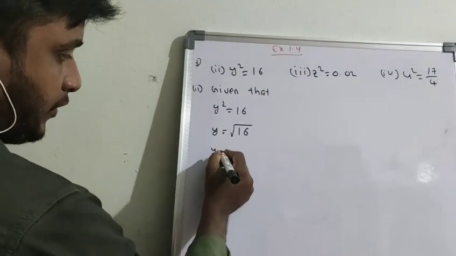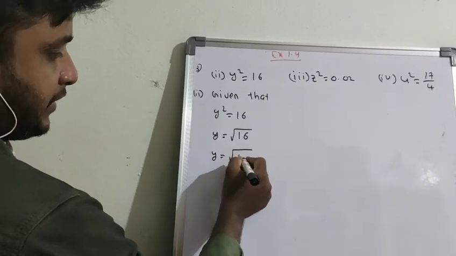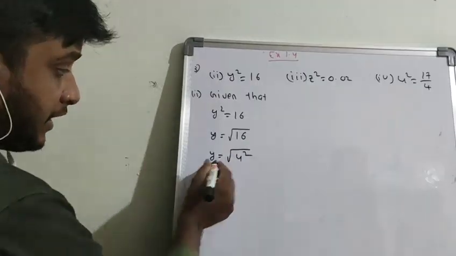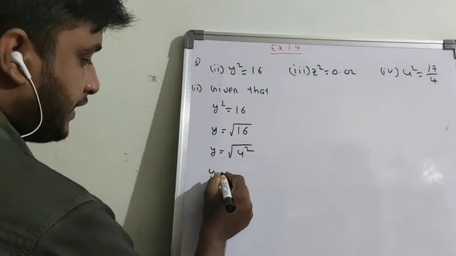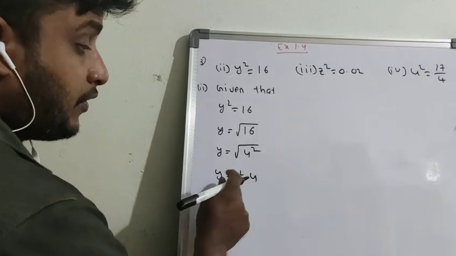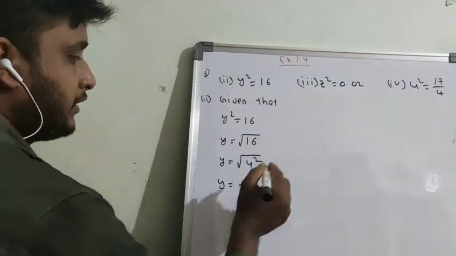And one more important point: the square root of 16 is a perfect square. If a power is raised, we can write it as y equal to plus or minus 4. Why plus or minus 4? I will explain.